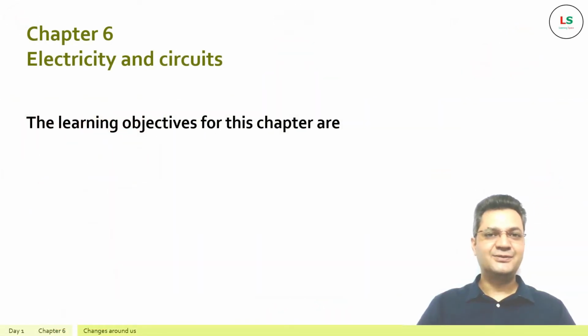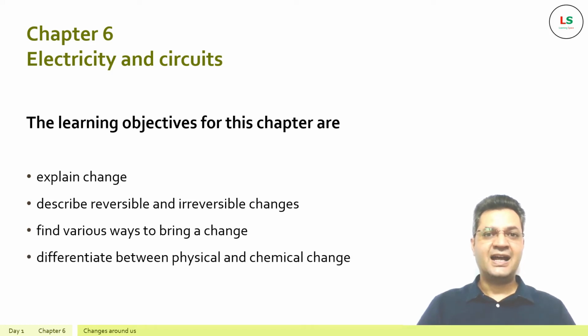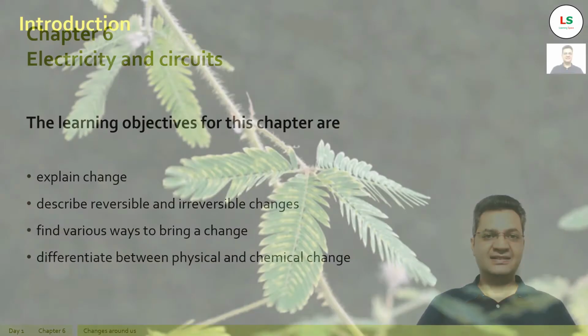The learning objectives for this chapter are: explain change, describe reversible and irreversible changes, find various ways to bring a change, and finally, differentiate between physical and chemical change.